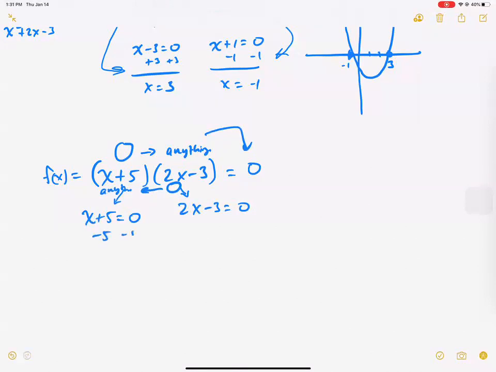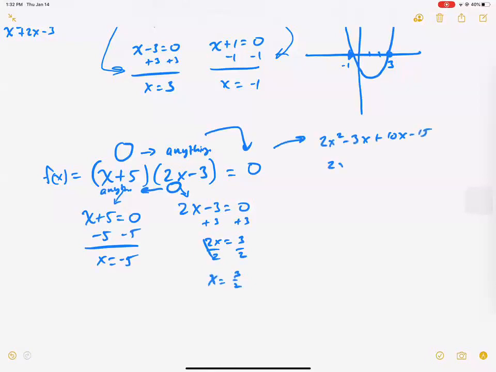So negative 5 to both sides. Hey, if x was negative 5, this problem would all go to 0. If on the right side, if x was, plus 3 to both sides, 2x equals 3. Divide 2 to both sides. Opposite of multiply is divide. And x was 3 over 2. Those would be the zeros of my initial problem. Now just to talk about what the initial problem would be, just to multiply that out, it would be 2x squared minus 3x plus 10x minus 15. Rewriting it, 2x squared plus 7x minus 15.